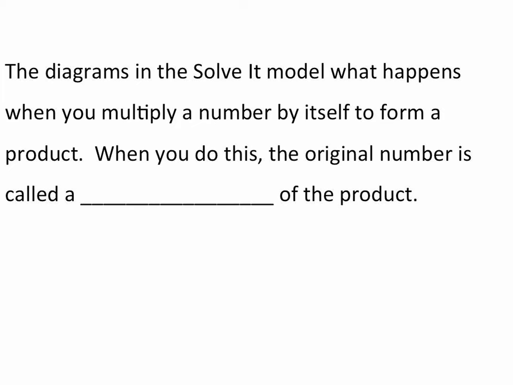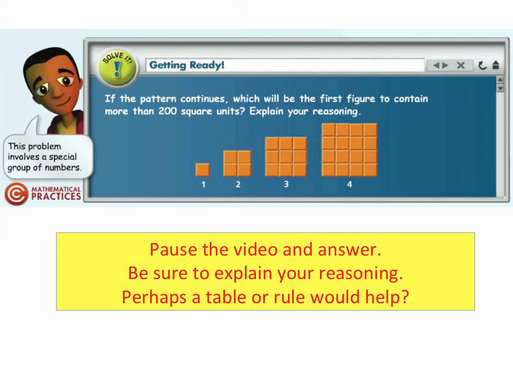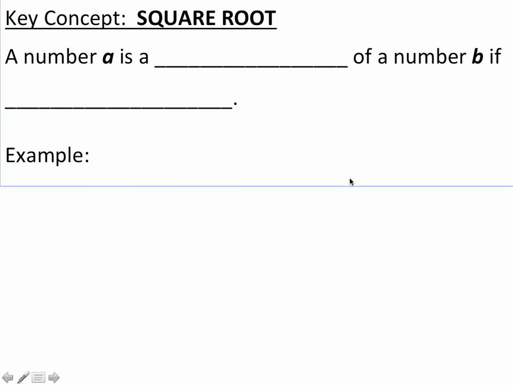In the diagrams in the solve it model, the problem we just looked at, what happens when you multiply a number by itself to form a product? When you do this, the original number is called the square root of the product. Okay? So I multiply a number by itself to form the product. When I do this, the original number is called the square root of the product. So if I were to look back here, 3 times 3 is 9. The square root of 9 is that original 3. 4 times 4 is 16. The square root of 16 is that original number 4. So that's what we're talking about there.